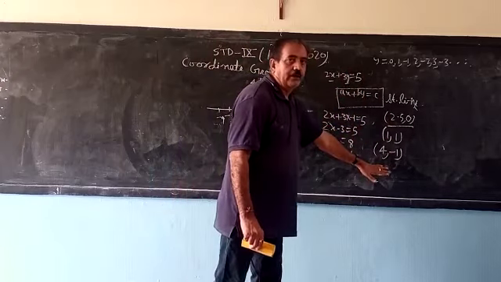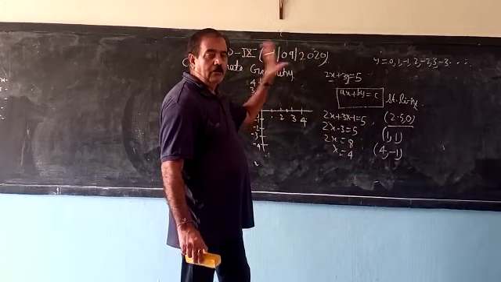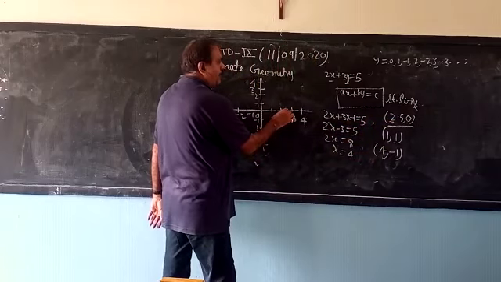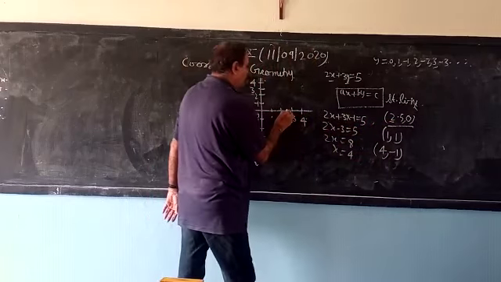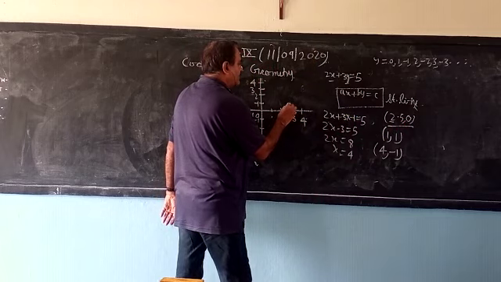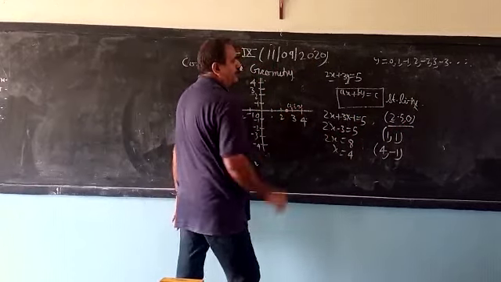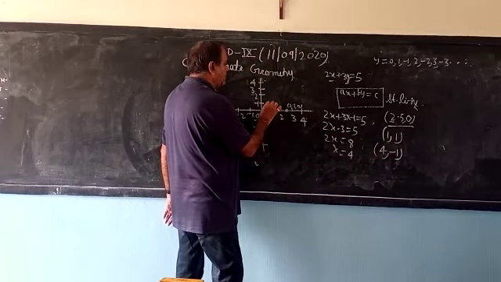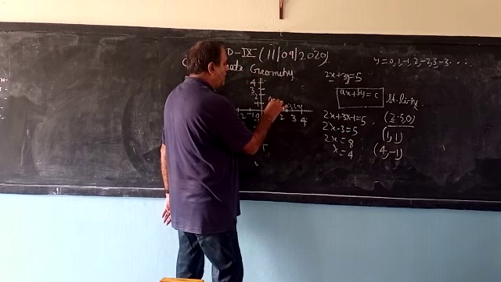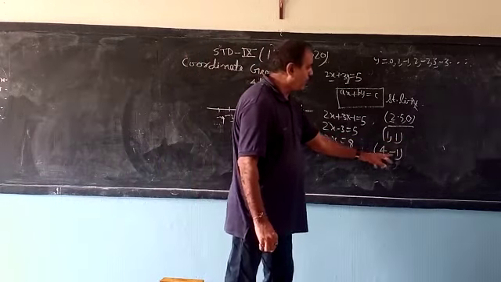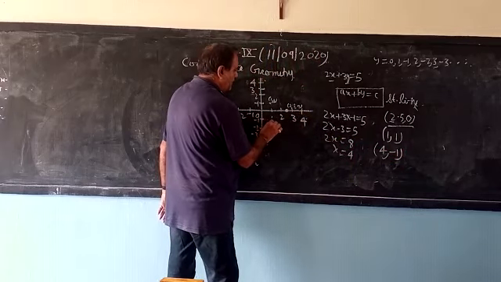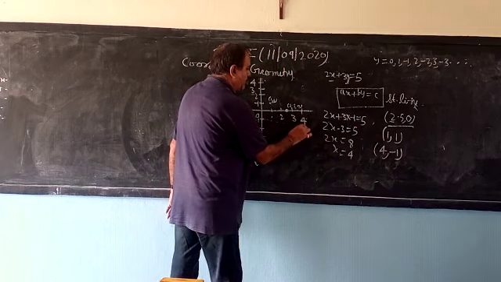After finding 3 coordinates, we will plot all 3 coordinates on the graph. So first coordinate: 2.5 here and 0. So this is the point, 2.5 and 0. Next 1, 1. The x value is 1, the y value is also 1. This is the point, 1, 1. Next 4, minus 1. So 4 here, minus 1 here. This is the point, 4, minus 1.